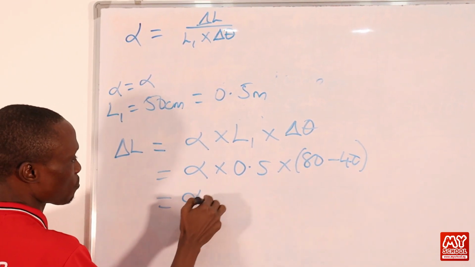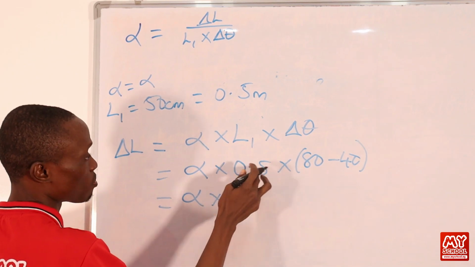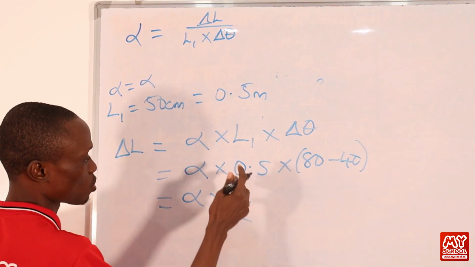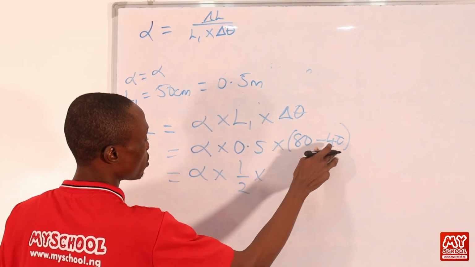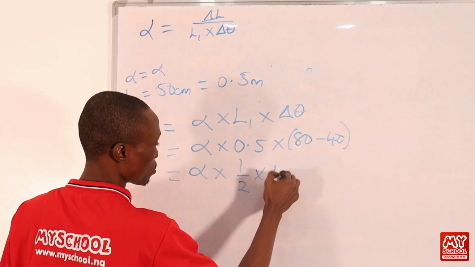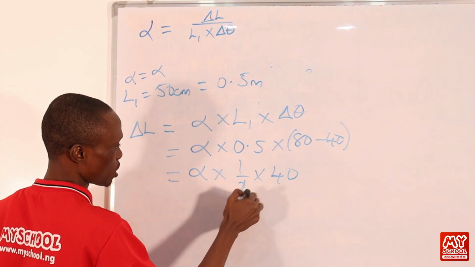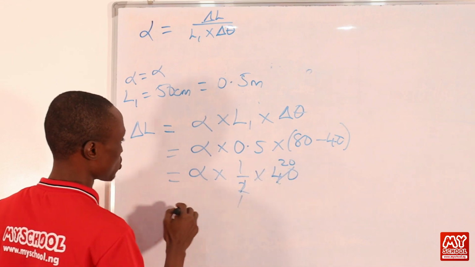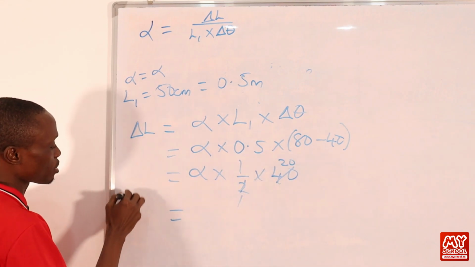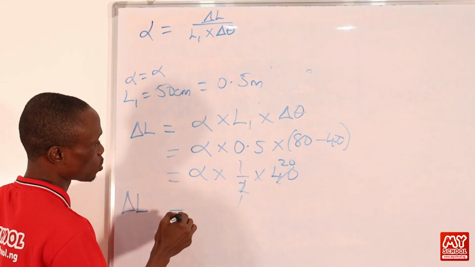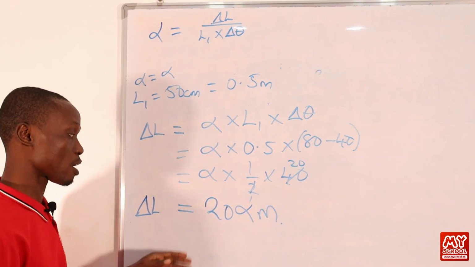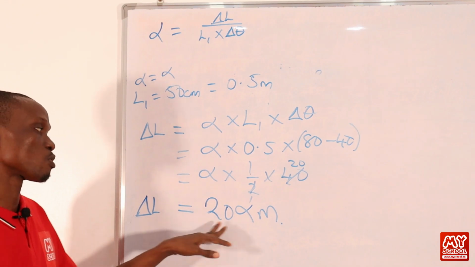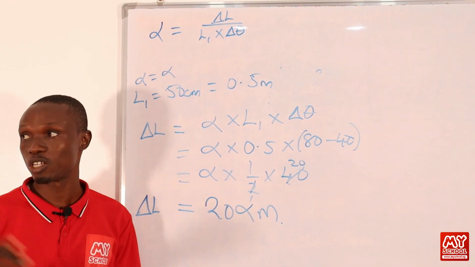So we'll have alpha times 0.5, which is the same thing as 1 over 2, to make our multiplication easier, then times, if we subtract, 40. So 2 here is 1, 2 here is 20. At the end of the day, our increase in length is equal to 20 alpha meters, since we are asked to leave the increase in length in terms of alpha and in meters. So let's move over to the screen to continue with our lesson.